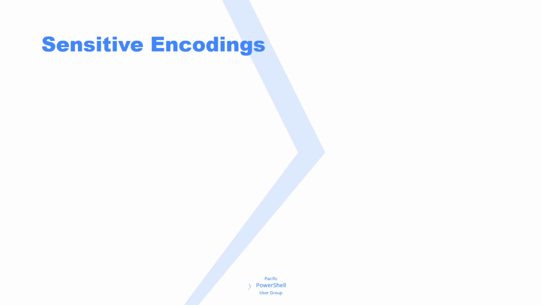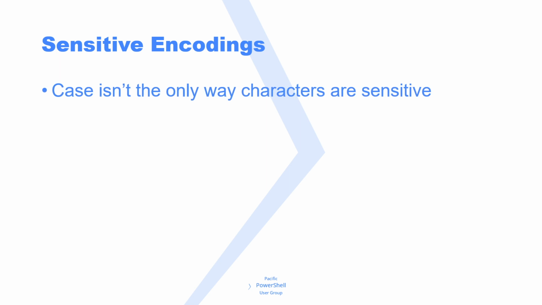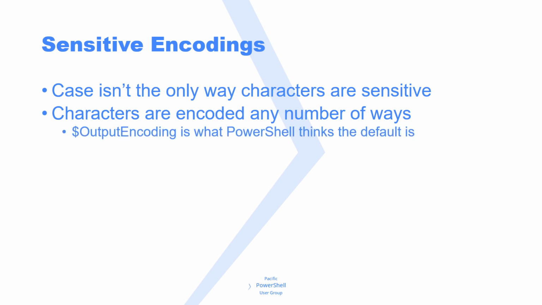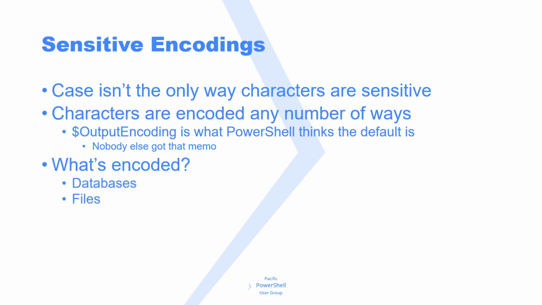Let's talk encodings, because that's a good brief sidetrack from sensitive places. Case is not the only way characters are sensitive. Characters are encoded any number of ways. Output encoding is what PowerShell thinks the default is. But nobody else got that memo. No other programming construct has any kind of concept that $OutputEncoding exists. And that's going to bite you once or twice. It's a good thing nothing uses encoding, right? I don't know. Databases are encoded. Files are encoded. XML is encoded too. Application return values are encoded.